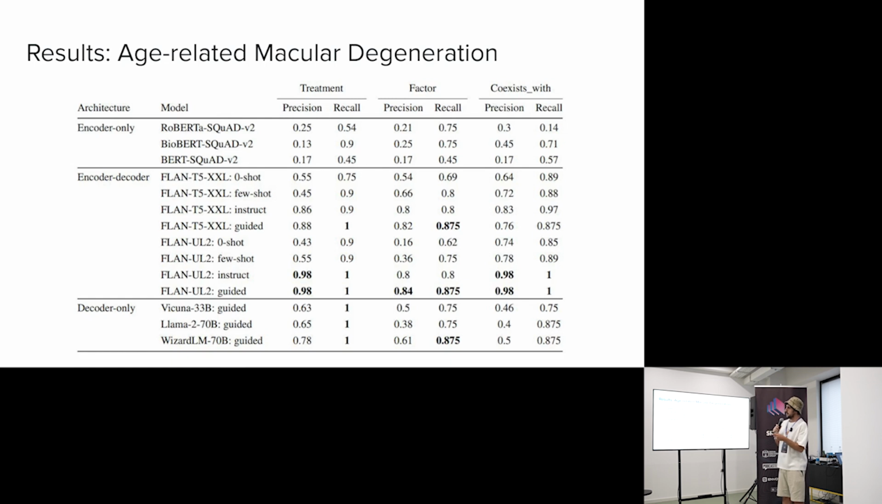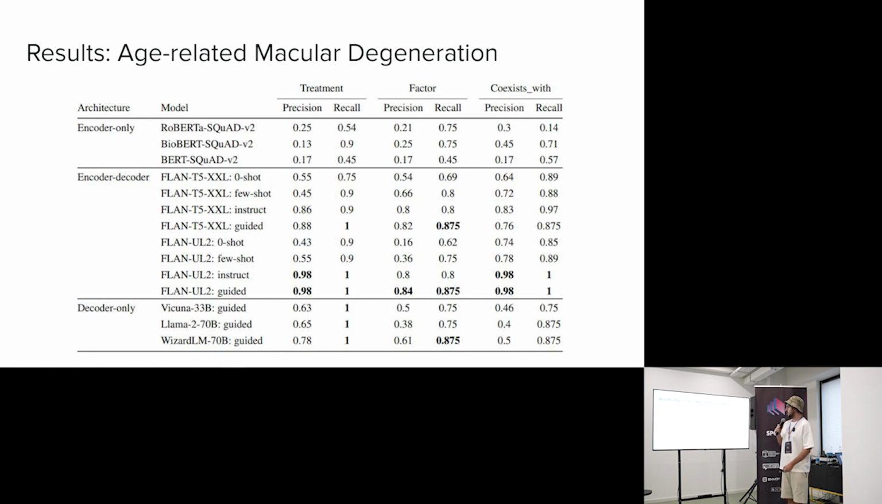So here we can see the encoder-only models, encoder-decoder, and decoder-only models, and we can see that almost everywhere the FLAN UL2 model with our latest final prompt did the best. FLAN UL2 is just the bigger version of the T5 model, and FLAN is the instruction dataset that UL2 was instruction fine-tuned on.